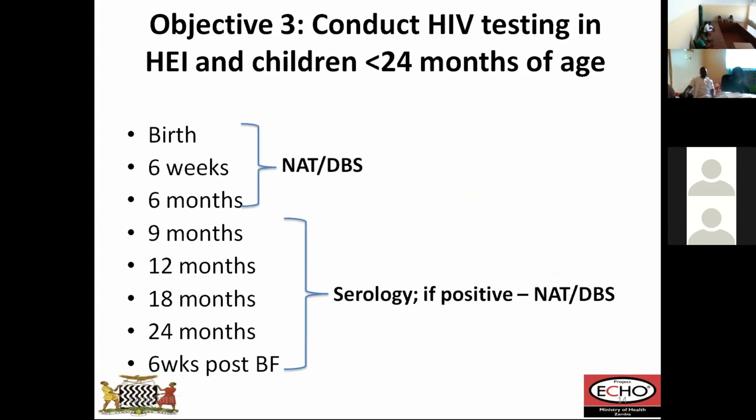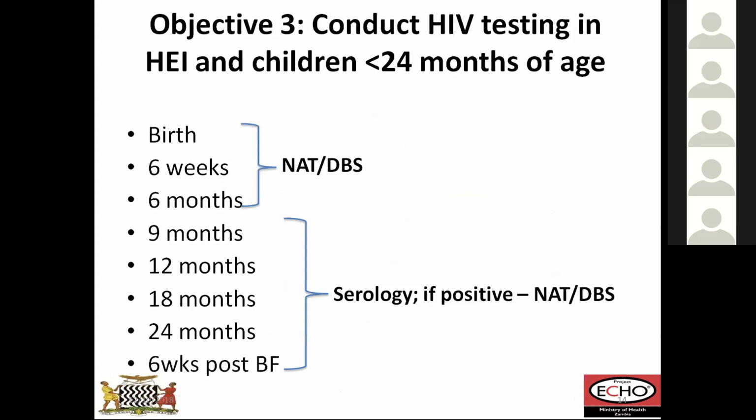For conducting HIV testing in HIV-exposed infants and children less than 24 months, there are different time points. I think we've talked about this. There's the birth testing, the 6-week and 6 months, which are based on nucleic acid testing or collection of a dried blood spot. And then for the follow-up test, you need to do a serology test first. If it's positive, then you proceed to do a nucleic acid test or collect a DBS to send to the lab to confirm the HIV infection.